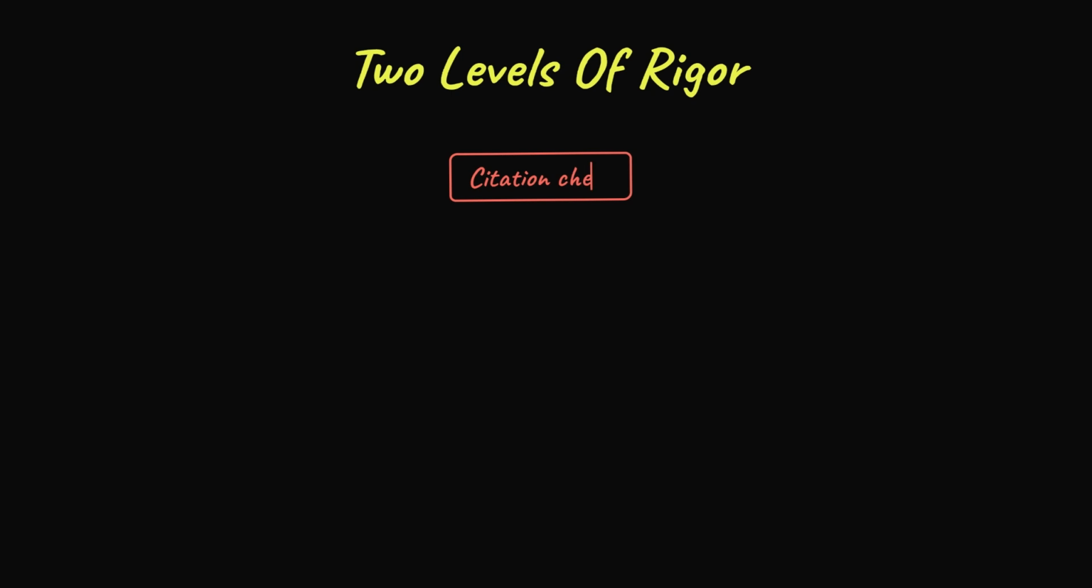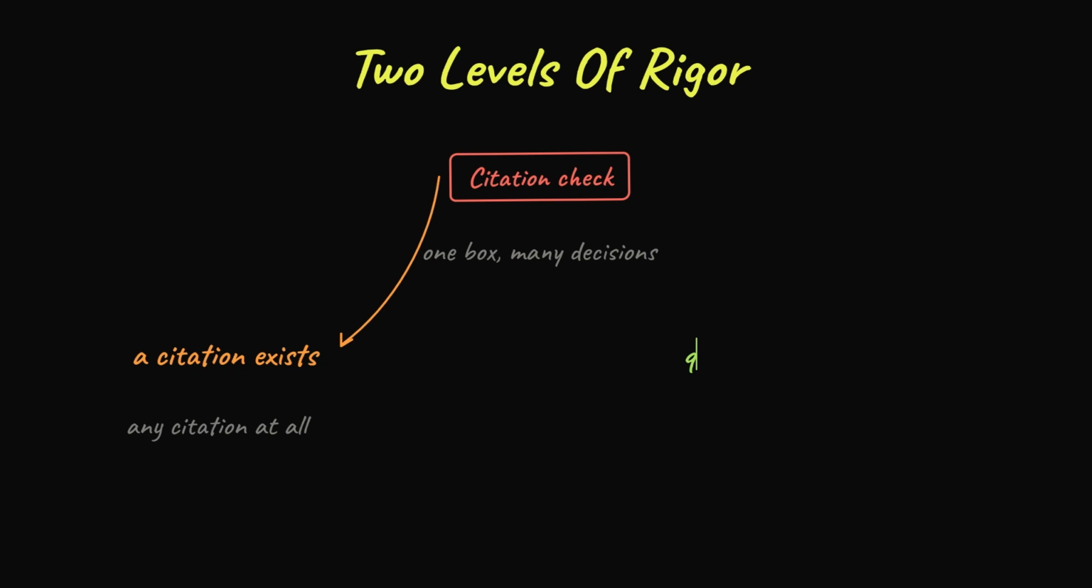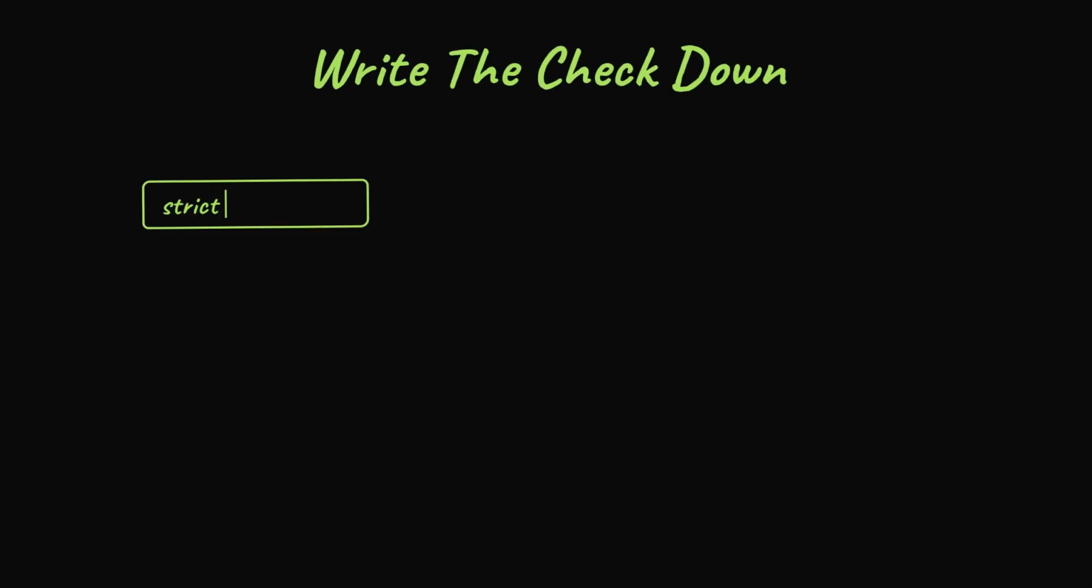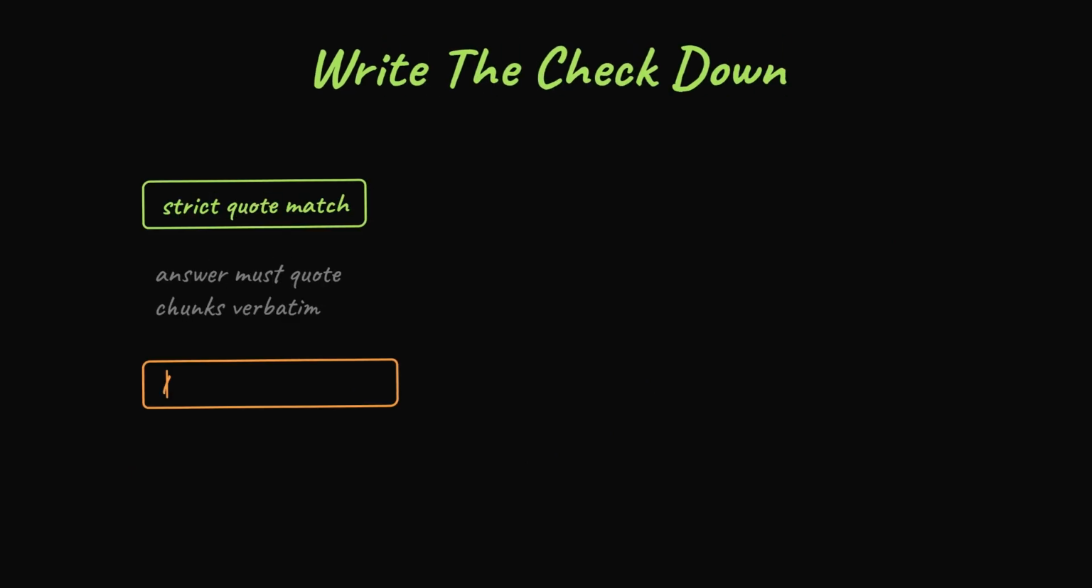Citation checking deserves its own note too, because citation check as one box hides a lot of decisions. Are you checking that the model's answer actually quotes from the retrieved chunks, or just that a citation exists at all? Those are two very different levels of rigor, and the difference matters a lot if you're in a space like healthcare, finance, or legal, where a made-up citation isn't just annoying, it's a real liability. I usually add a short note here specifying whether we're doing a strict quote match or a looser semantic check, because that decision changes how strict your citation check code ends up being.